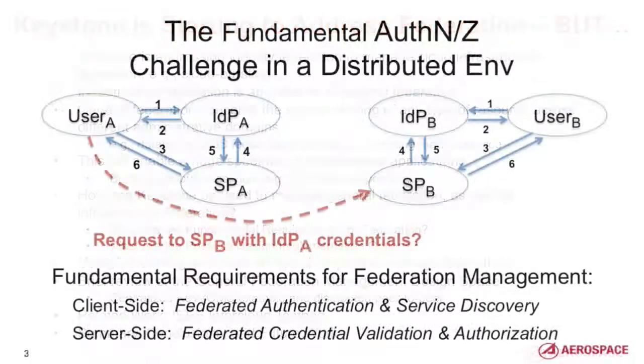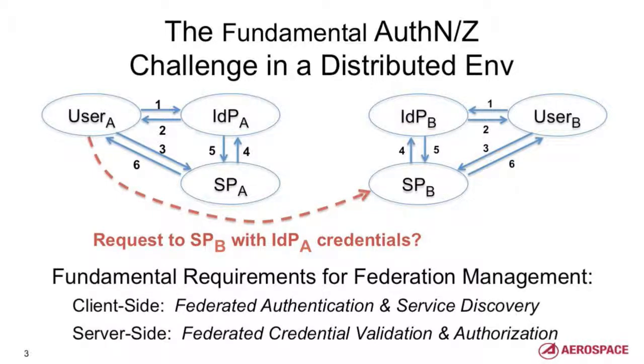Okay, so this is the fundamental authentication and authorization challenge for a distributed environment. You have this notion of an IDP that a user will authenticate to, and then they'll get a token that a service provider actually authenticates. If you have two of these different environments, the fundamental challenge is how does a user from one domain actually discover and use a service that's being offered in a second domain?